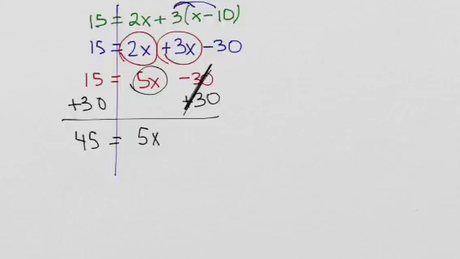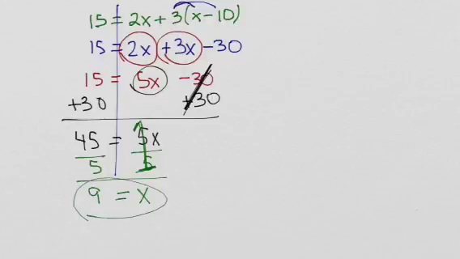All right, almost done. Last step, 5 times x equals 45. And the opposite of timesing by 5 is dividing by 5. On the right, 5 divided by 5 makes 1. And when I write 1x, I don't write the 1. And on the left, 45 divided by 5 makes 9. And I'm finished. All right, let's take a look at one more.